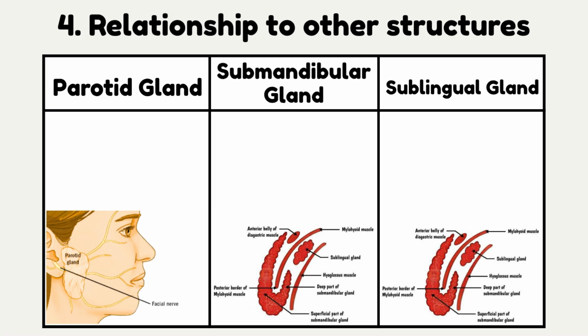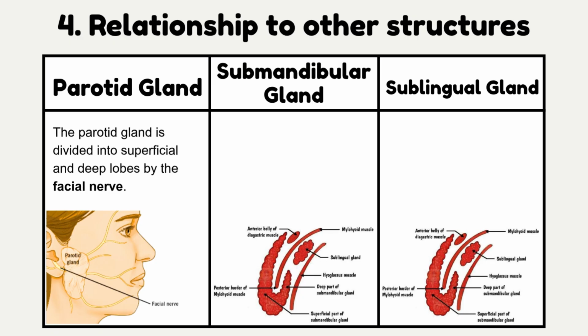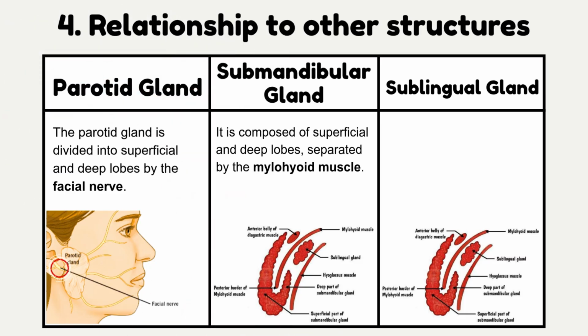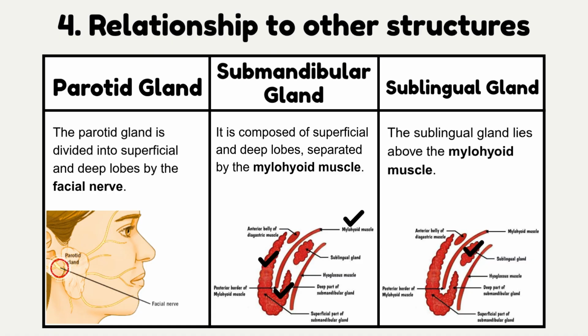Number 4. Relationship of glands to other structures. The parotid gland is divided into superficial and deep lobes by the facial nerve. The submandibular gland is composed of superficial and deep lobes, separated by the mylohyoid muscle. The sublingual gland lies above the mylohyoid muscle.